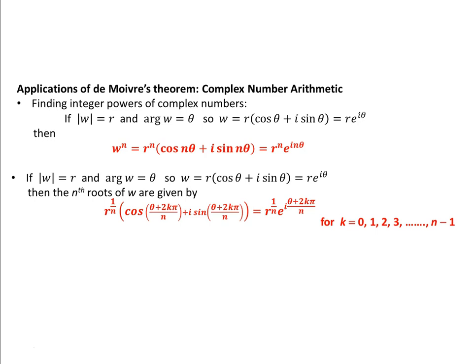We can also find the nth roots of w, and there are going to be n different nth roots of a complex number w, and these roots are given by r to the 1 over n, and then we've got cos of (theta plus 2k pi over n) plus i sine of (theta plus 2k pi over n), where k can take the values 0, 1, 2, 3 up to n minus 1.